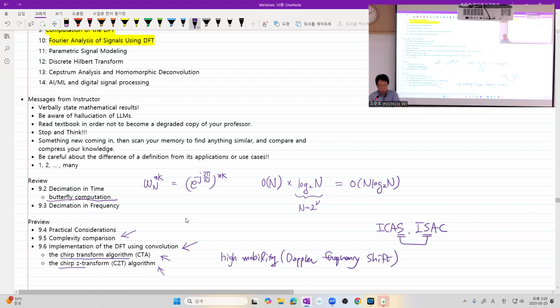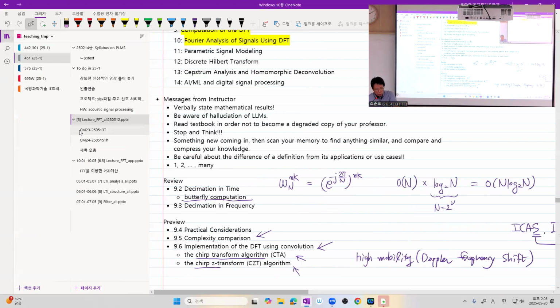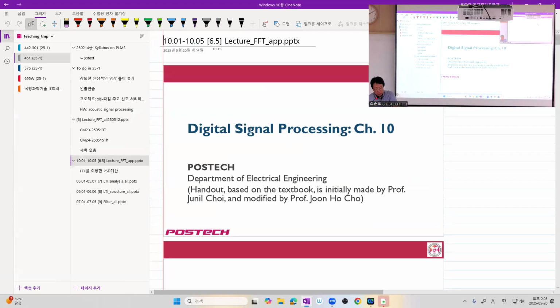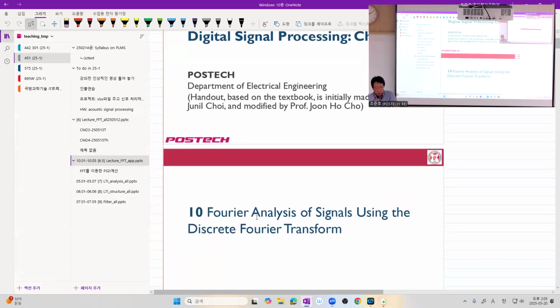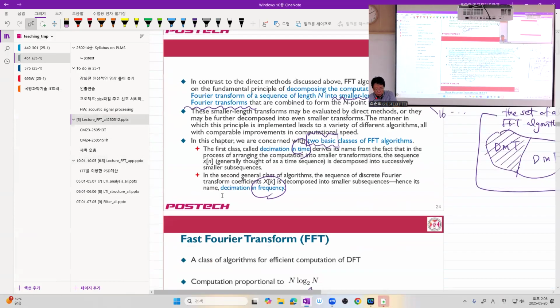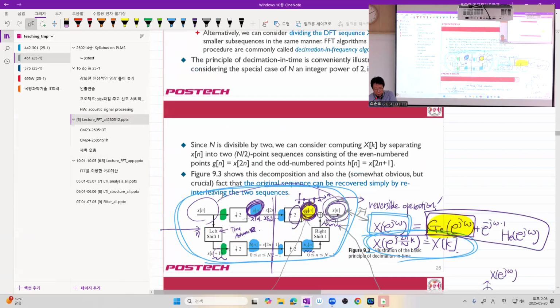So today we are going to see this. And if time allows, then we are going to move to chapter 10, where the title itself is about the kind of application of DFT, basically FFT algorithm, for a variety of Fourier analysis. Got it? So this is the big picture of what we are going to see from today and this week.